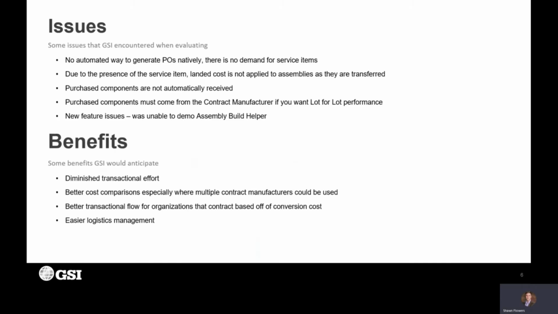The purchase components must come from the contract manufacturer if you want lot for lot performance, which is to say, if you are purchasing items from a third party vendor and not your contract manufacturer, the outsourced manufacturing natively will not create that purchase order in the work order at your contract manufacturer's location. Again, I'll call attention to that in the demo, but just know that if you want something purchased off of a bill of material on an outsourced work order, it's got to be something that you're purchasing directly from your contract manufacturer. It cannot be a third party vendor, which forces you to take a more comprehensive location level planning standpoint if you want to utilize this feature for now.